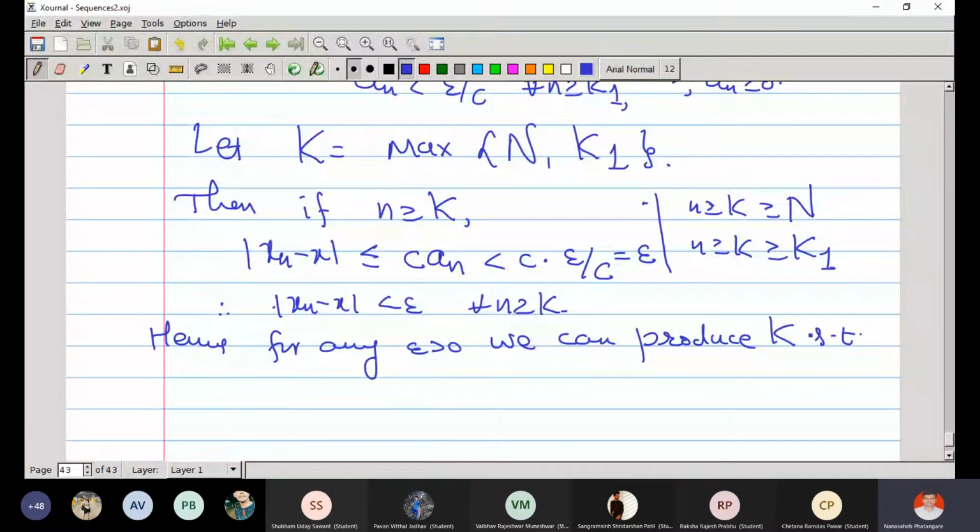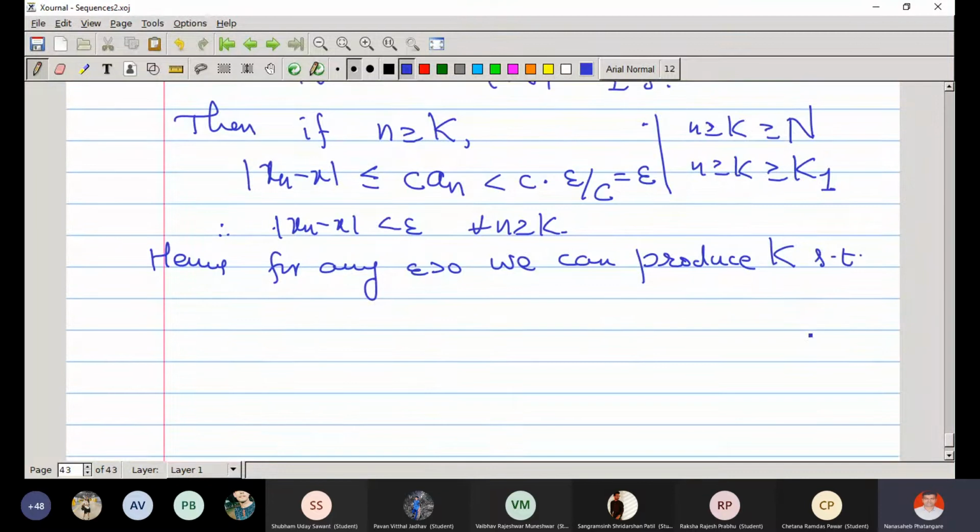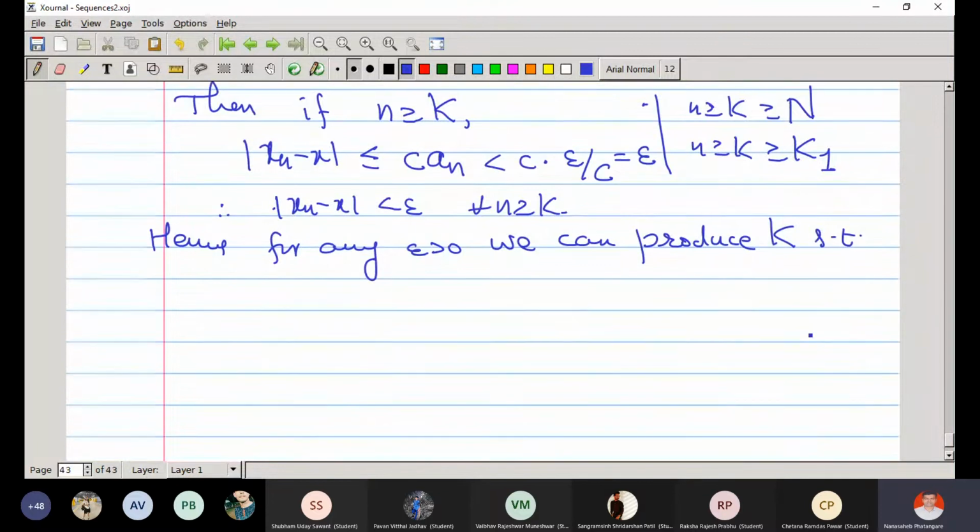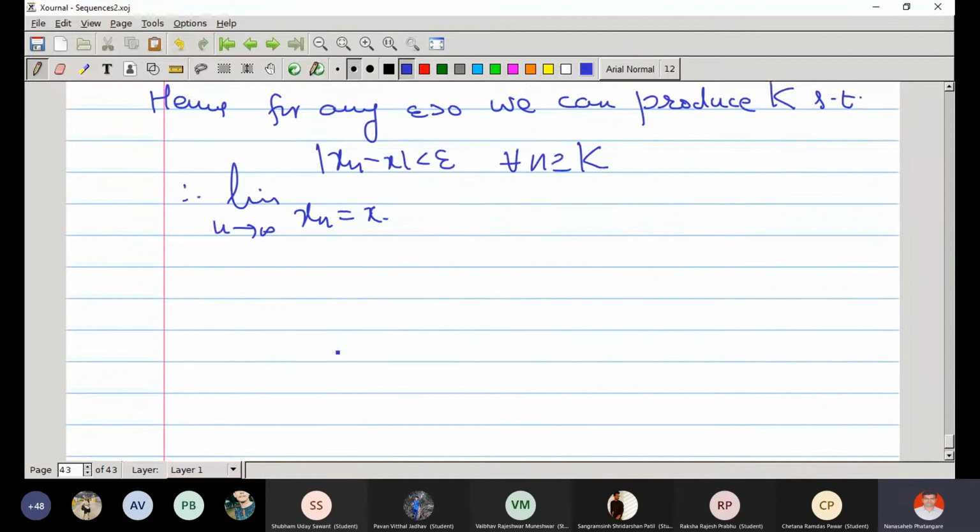And what is the process to produce k? The process is: find k1, and N is given, so choose the maximum, such that |xn minus x| is less than epsilon for all n greater equal k. Therefore, the limit as n tends to infinity of xn is x. So is the proof clear?